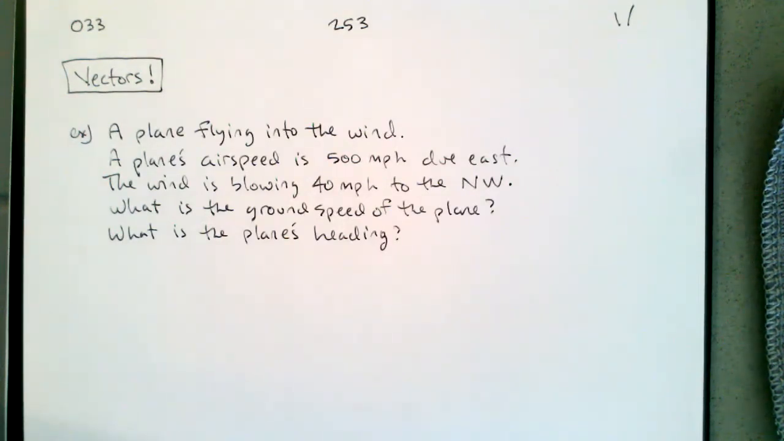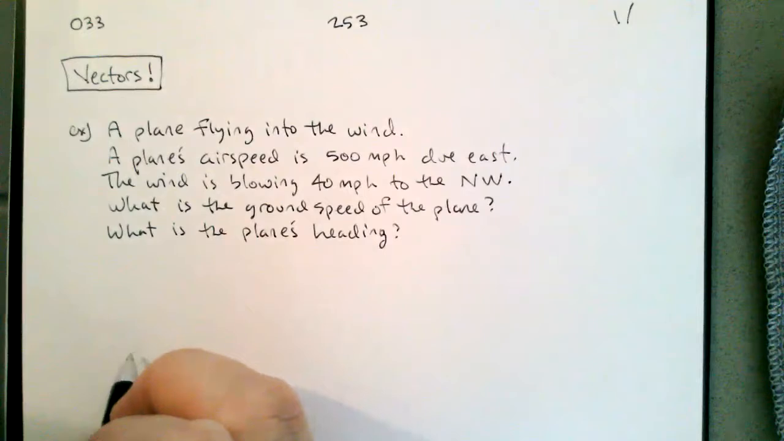All right, so there's what the plane thinks it's doing, that's its airspeed, and what the plane is actually doing, that's its ground speed, and also its new heading because of the wind. So let's draw the plane and the wind as a couple of vectors, because the plane's actual heading is going to be the sum of its airspeed, what it thinks it's doing, and what the wind is doing. So let's draw a picture for the plane.